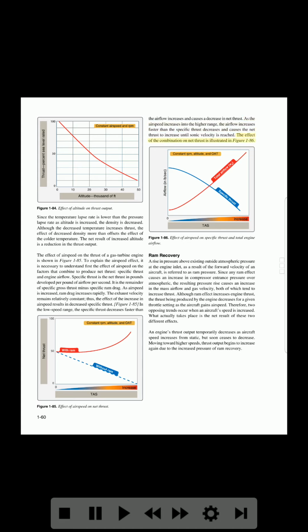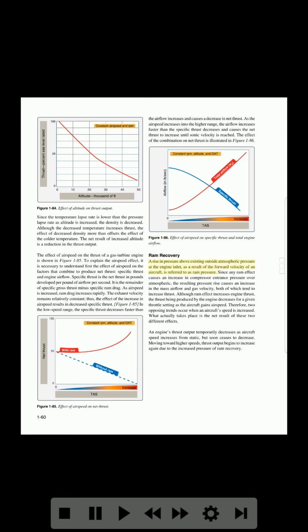The effect of the combination on net thrust is illustrated in Figure 1-86. Constant RPM, altitude, and OAT. Airflow, in pounds per second. Total airflow, W. Specific thrust, Ts. Figure 1-86. Effect of airspeed on specific thrust and total engine airflow.